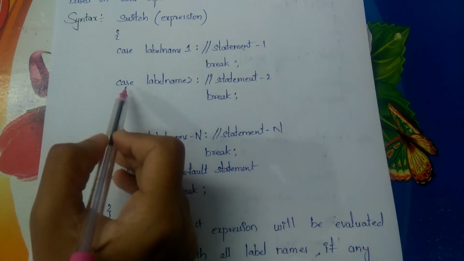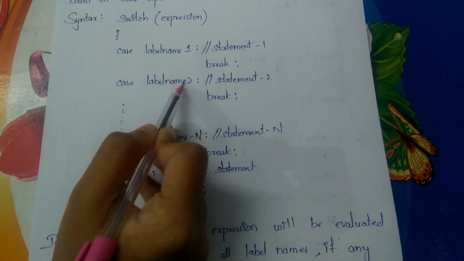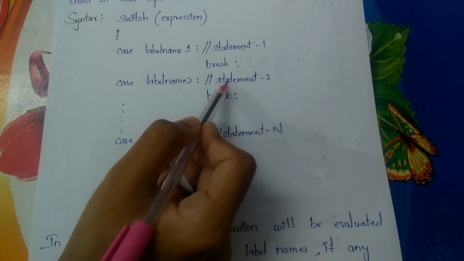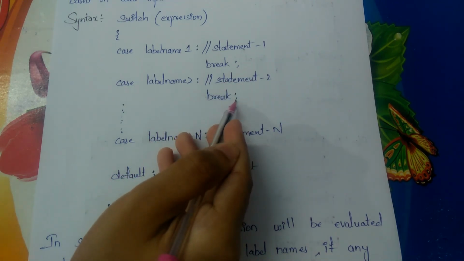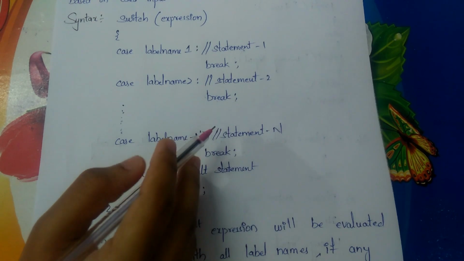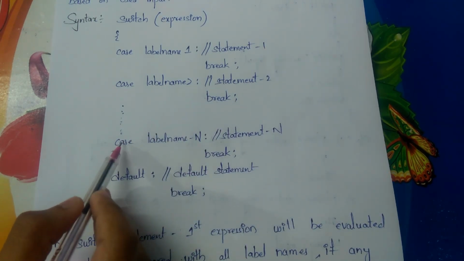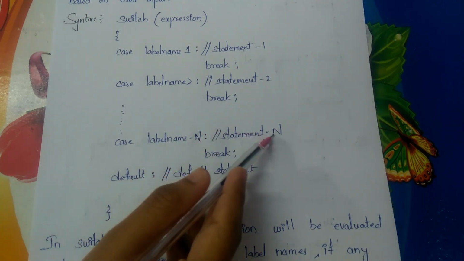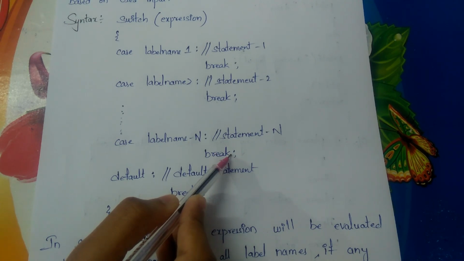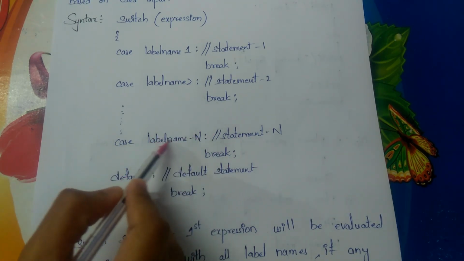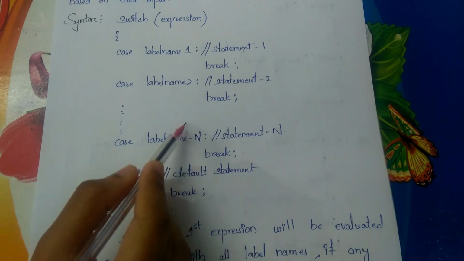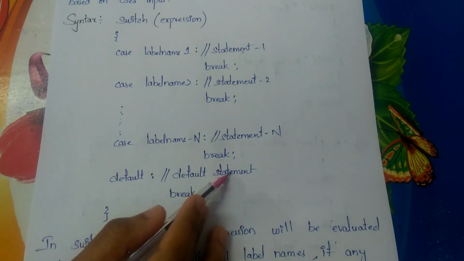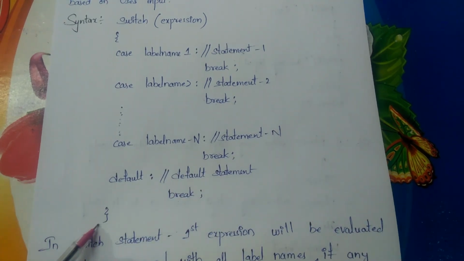Now after this we take one more case with label name 2, meaning another name will be taken. In this also we write some statements, that is statement 2. Then again we take the break. We can write as many cases as we want. At last it is case label name n, with statement n, ended with the break keyword. Finally we will have the default. In this default we write the default statement, ended with a semicolon, and this switch will be closed.